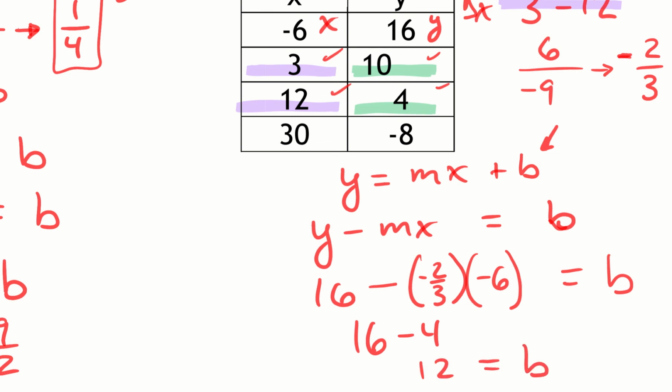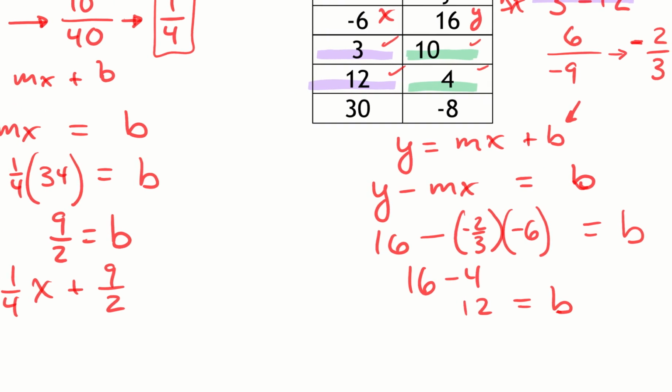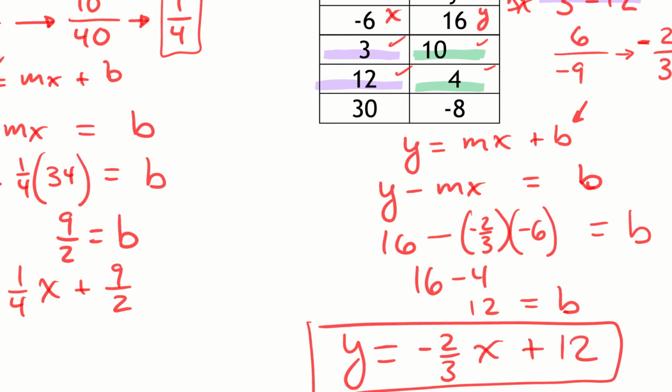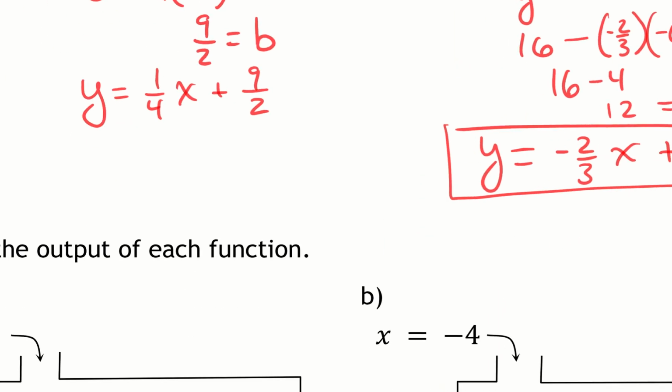So my y-intercept b is 12. And now I know both parameters, right? So I can write the equation of this line. This line is y equals negative 2/3 times x plus 12. So that is it for question number 1. We have all 4 equations. Let's move on to question 2.